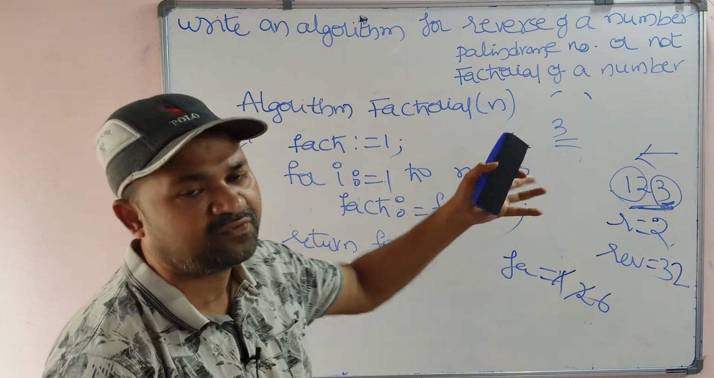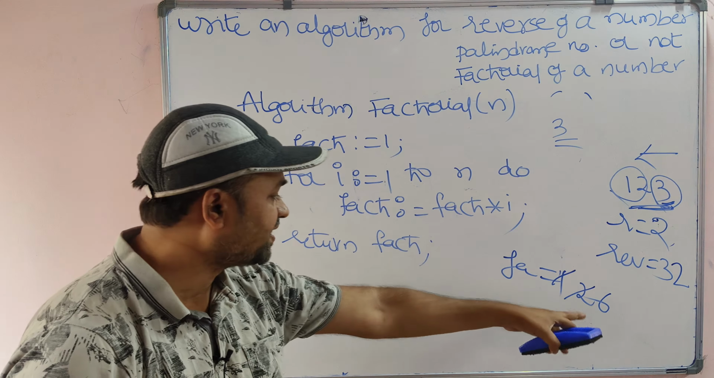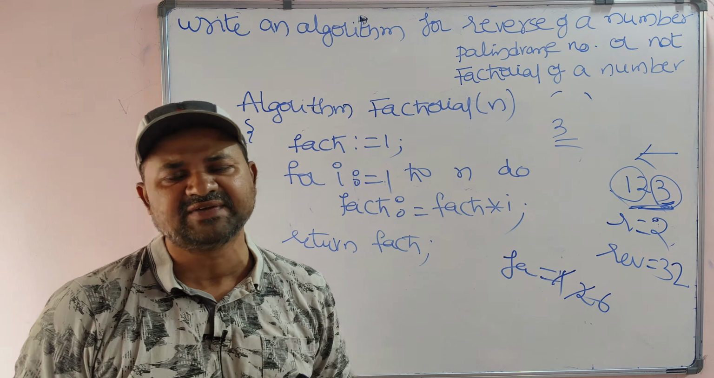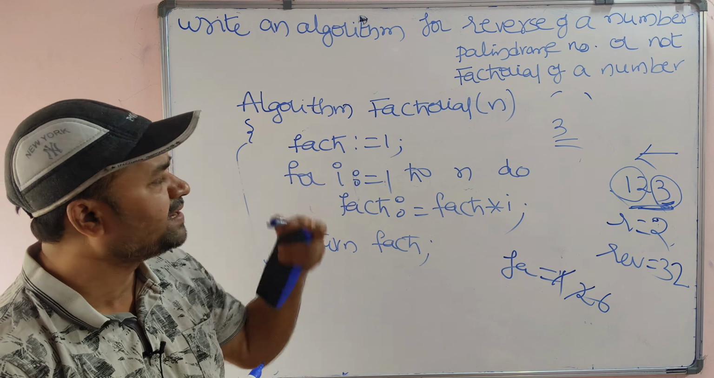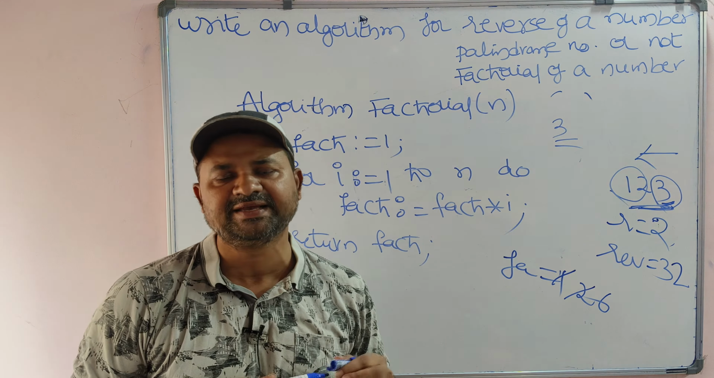Next I will become 4. 4 less than or equal to 3. False. So what is the fact value? 6. So we can say that the factorial of 3 is 6. So in this way we can write an algorithm for any problem very easily in the DAA subject.